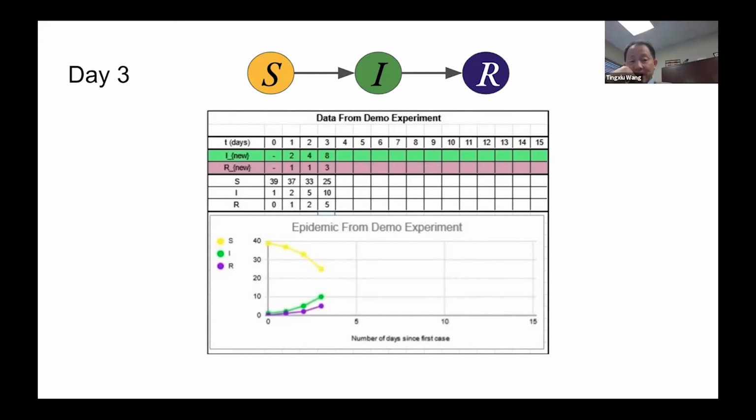So in day 3, if you take 5 times 2, that would be 10. But in day 2, 3 students recovered, plus the previous 2 students, so in total that would be 5 students recovered. So that will be day 3.